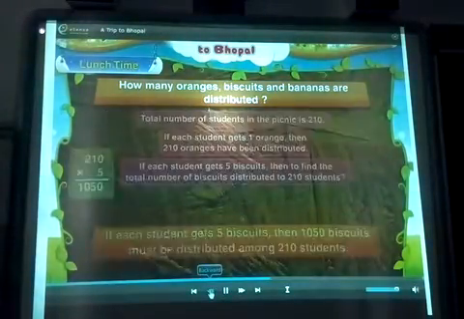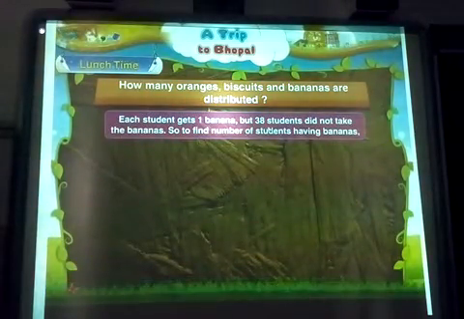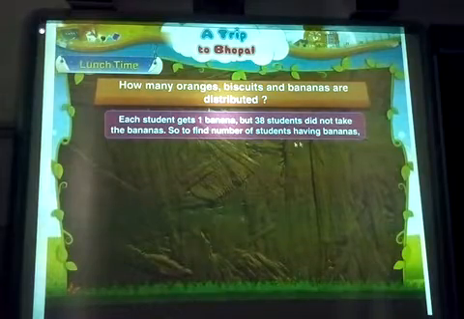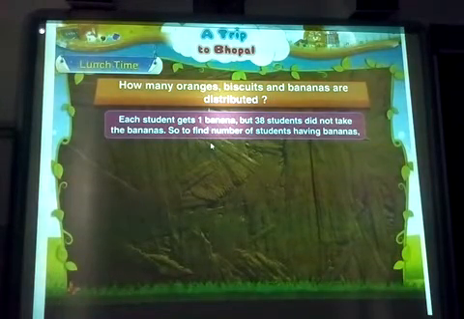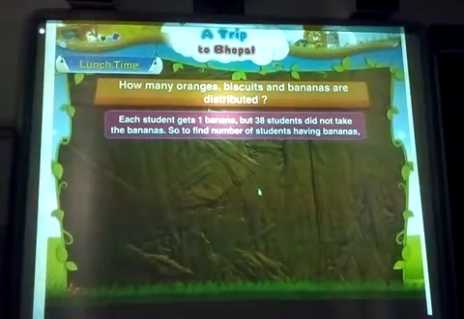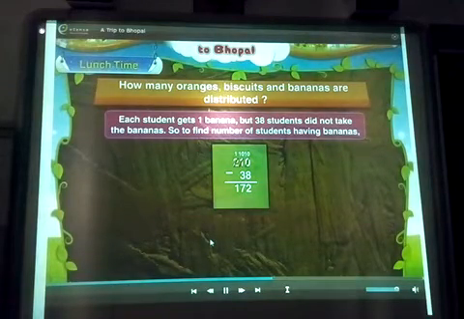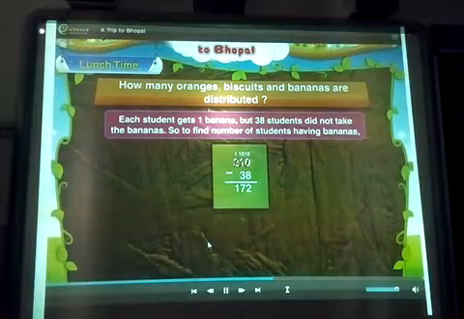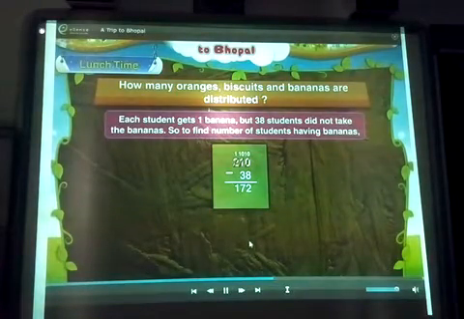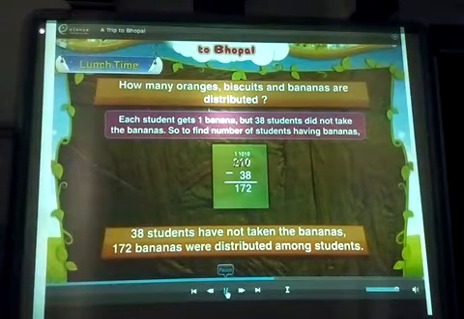Each student gets 1 banana, but 38 students did not take bananas. So, to find the number of students having bananas, subtract 38 from 210. We get 172. That is, 172 bananas are distributed, as 38 students have not taken the bananas.